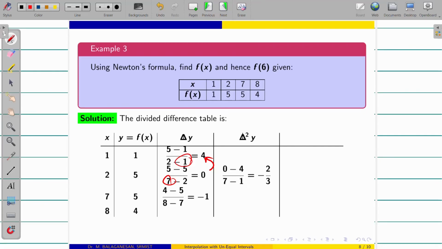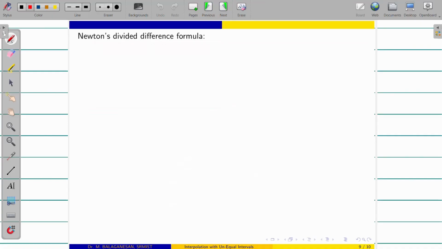So 7 minus 1. In a similar way, you have to proceed for the other values also, up to divided del cube, which we found. Now come to the formula. You know the divided difference. Why are we using divided difference here? Because it is unequally spaced.